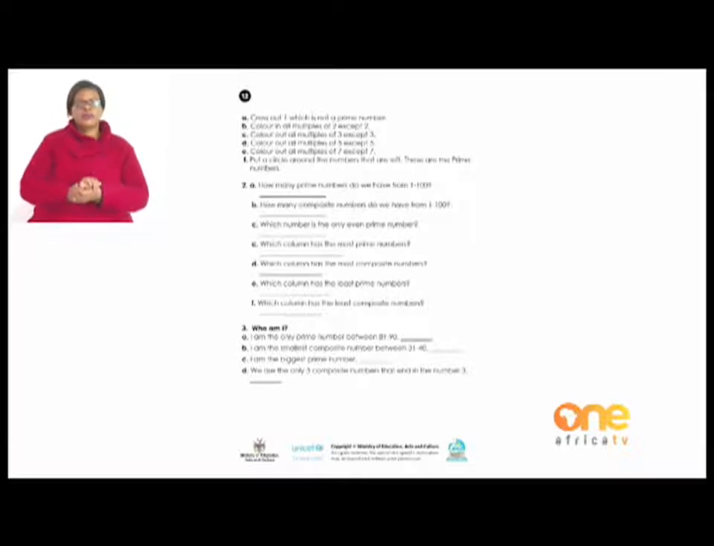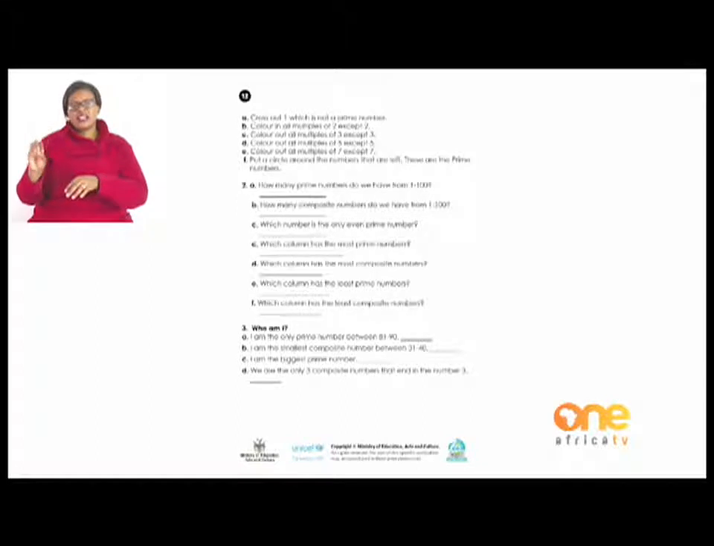Now, number 3 is Who am I? This activity has to do with identifying the number. In other words, which number is speaking here? 3A, for example, will say, I am the only prime number between 81 and 90. So which number is that? Which number is speaking like that, saying that I am the only prime number between 81 and 90?